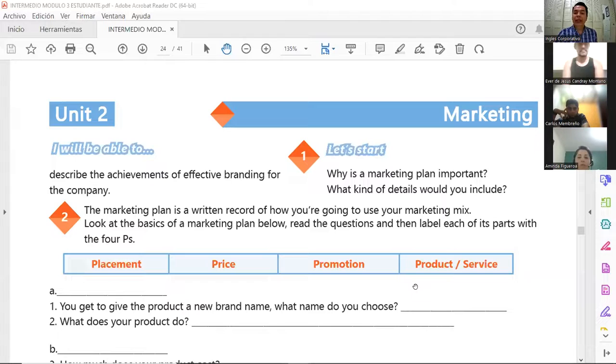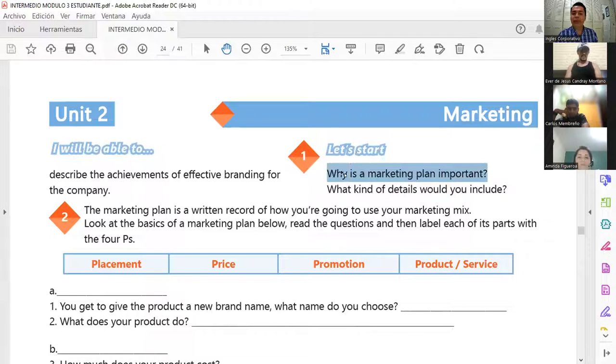Now we're going to go to the manual, and we're going to review these four P's again. And tonight we're going to make a presentation about this, right? The first thing is we're going to talk about marketing. This is the last class for unit number two. We finish unit two tonight, right? So we're going to review what marketing is. But the question is, why is marketing important?